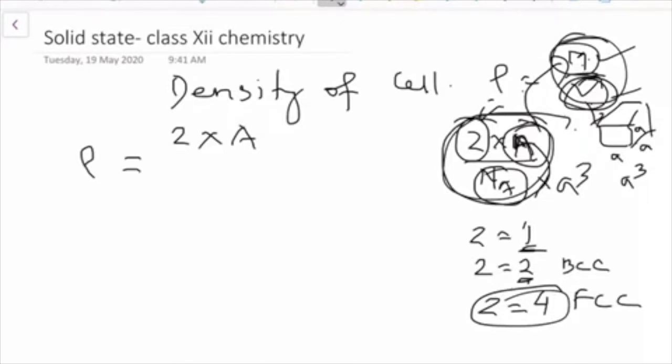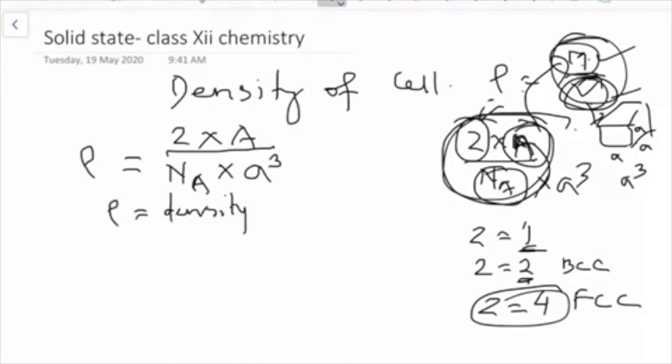The formula for density of the unit cell is rho equal to Z into A over NA, and don't forget this Z into A by NA, as I discussed just now, is the formula for calculating the mass of that particular unit cell, divided by the volume, and since it is cubical, the volume is a cube. In case you have forgotten, this symbol here stands for the density of the unit cell.